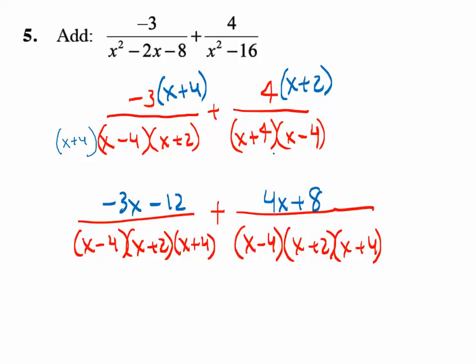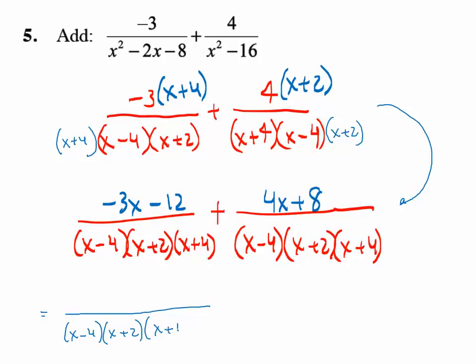For the second fraction here, what allows me to multiply the x plus 2 is technically I'm multiplying an x plus 2 on the bottom as well. So therefore this fraction now is looking the same as this fraction. Okay, once we got that in place, let's put down the common denominator. x minus 4, x plus 2, x plus 4. Doesn't matter the order of them as long as all of them are there.